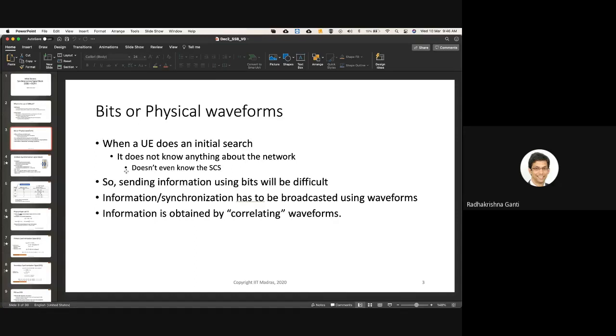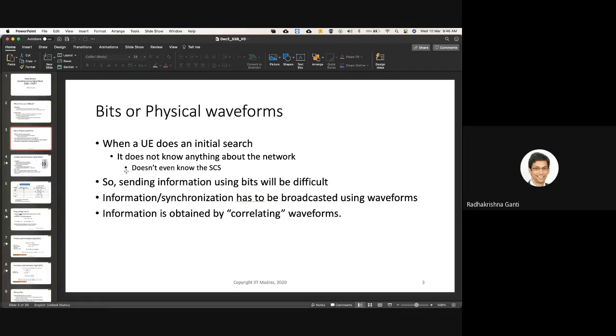See, at this point you are not even time synchronized or frequency synchronized. So there's no way you can decode any bits. Even if the base station transmits bits, there's no way you will be able to decode. So whatever you do has to be based on physical waveforms.